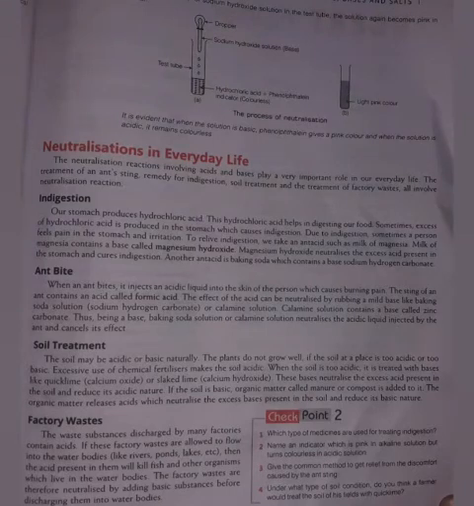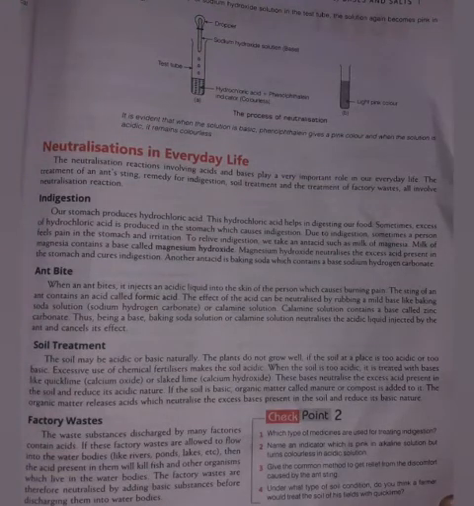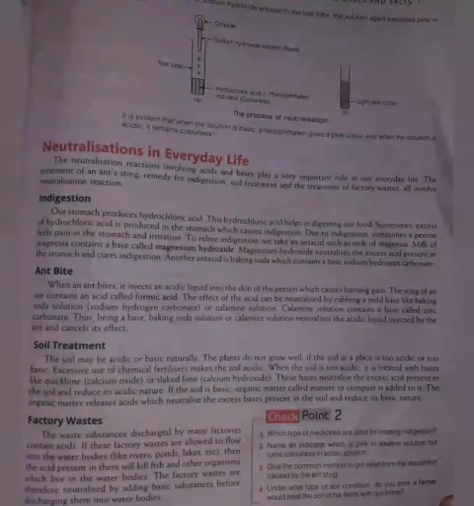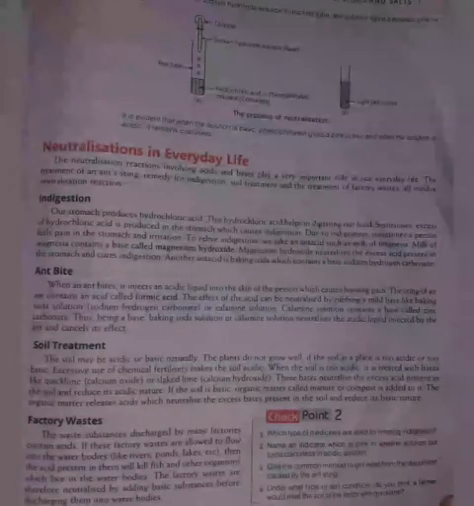The waste substances discharged by many factories contain acids. If this factory waste is allowed to flow into the water bodies, then the acid present in it will kill fish and other organisms which live in the water bodies. So the factory waste is therefore neutralized by adding basic substances before discharging it into water bodies.